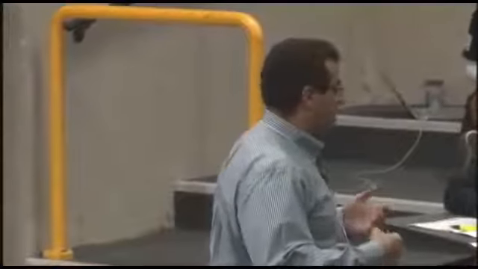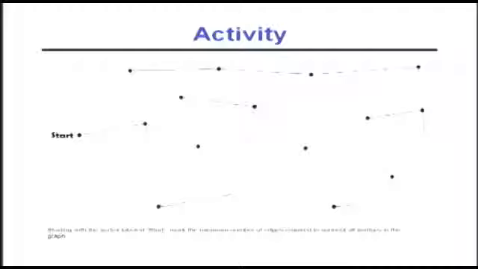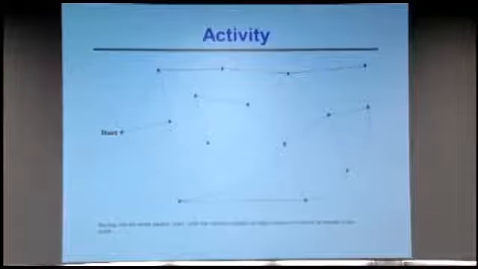And to give you a general idea of the kinds of questions and the kinds of thinking that you have to do when you talk about graphs, I have this activity for you. So if you bring up the activity where the first page has a graph that looks like this, what I want you to do is, starting with this vertex labeled start, find the minimum number of edges, or mark the minimum number of edges required to connect all the vertices.